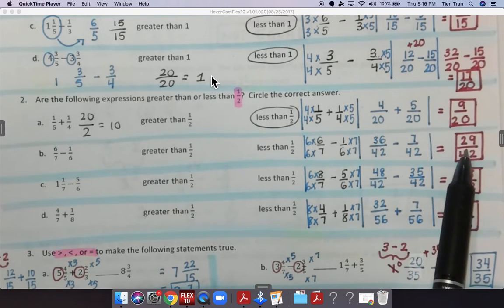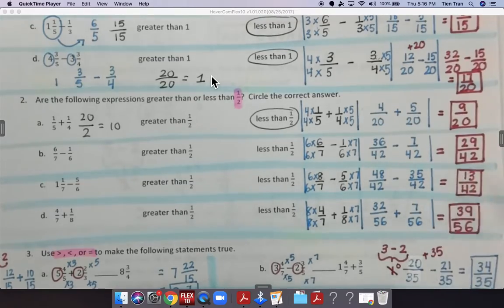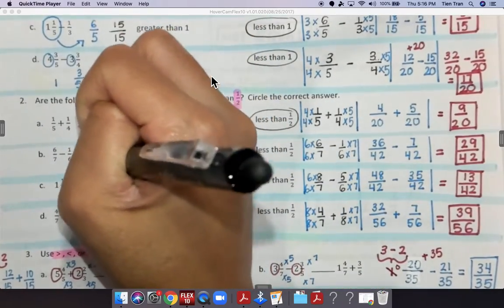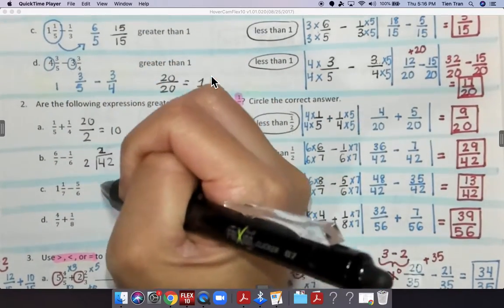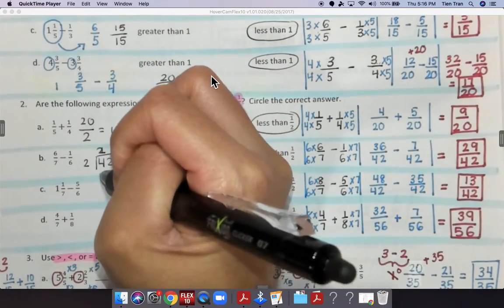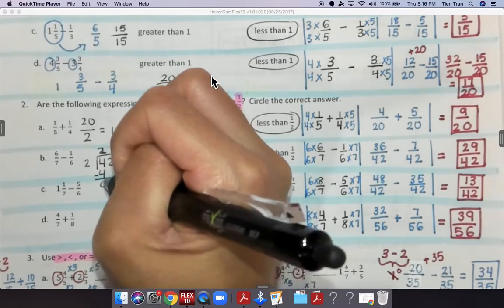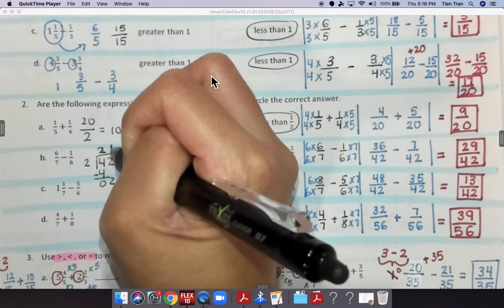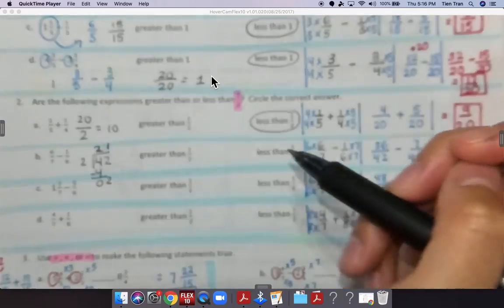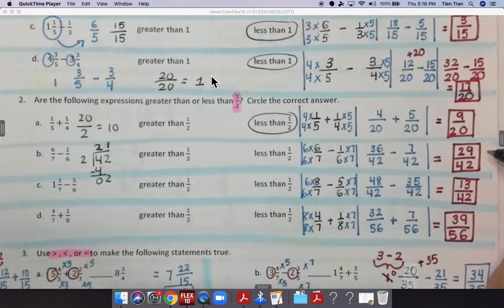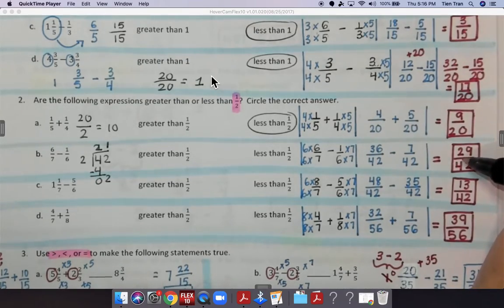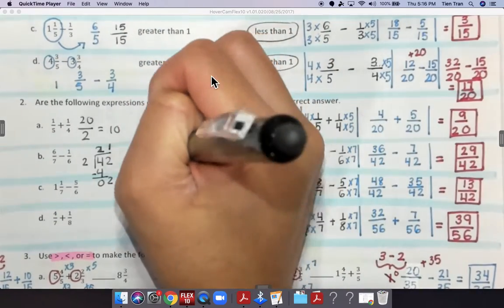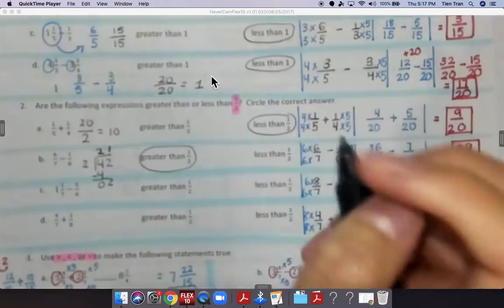Now I need to figure out what is half of 42. I can do that by dividing. 42 divided by 2, I get 2. I know that 2 can go into 4 2 times. 4 minus 4 is 0. Bring down your 2. 1. So 21, right, should be my half, which is half of 42. So if it's 29, that means that it's greater than 1/2. So I'm going to circle greater than 1/2.